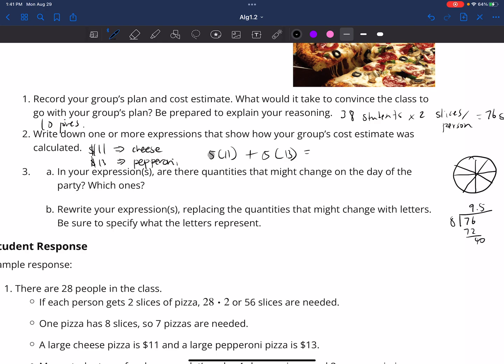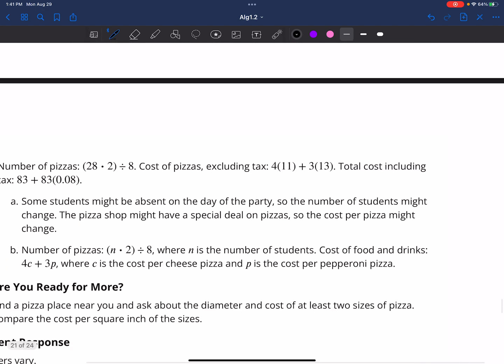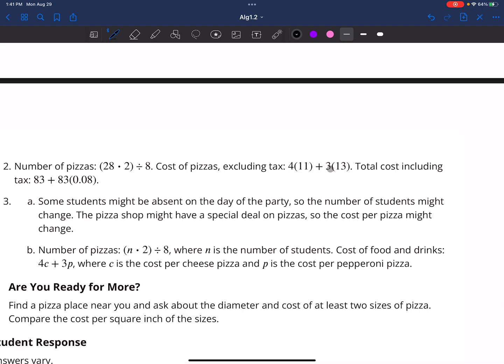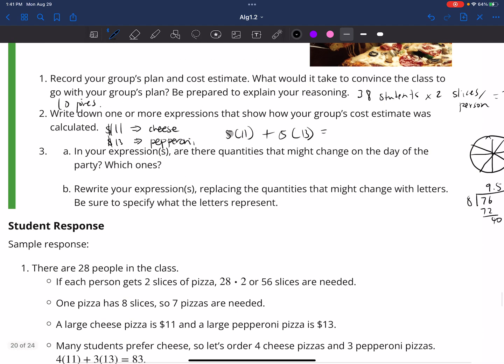Actually, let's go over what they said. They did 4 times 3. Well, those numbers are not going to work, because we have more pies. So 5 times 11 is 55, plus 5 times 13 is 65. So 55 plus 65 is 120. That's going to be $120 for that.